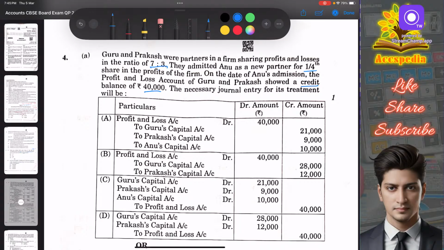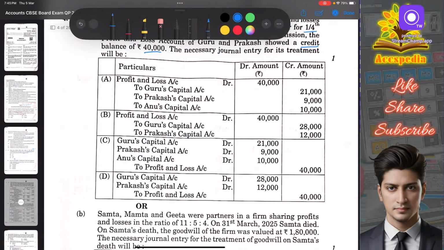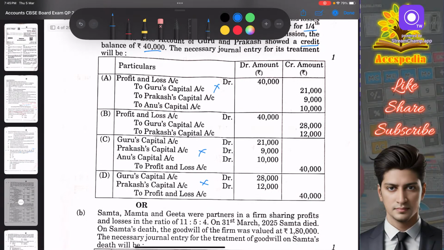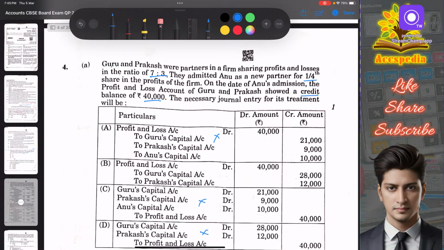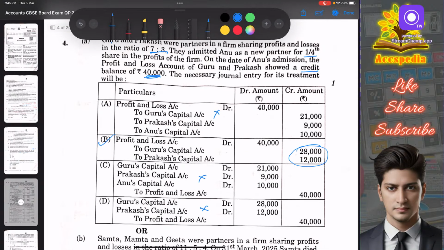It is P&L account debited to the old partners Guru and Prakash in the ratio 7:3. So 40,000 P&L debit. If you see, you have to reject this too. Here P&L is not debited, and you also have to reject this because the new partner is also credited here. So you need not even check this value, you can directly choose option B. It's a waste of time dividing the 40,000, because it's very clear that options A, C and D are incorrect answers.